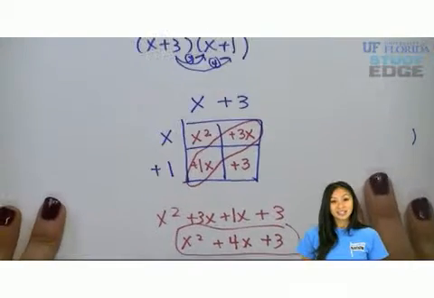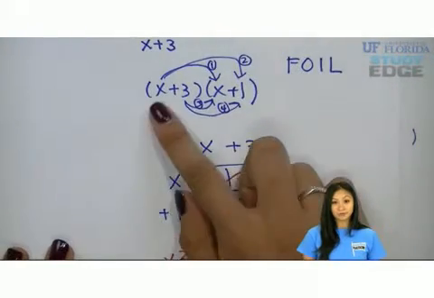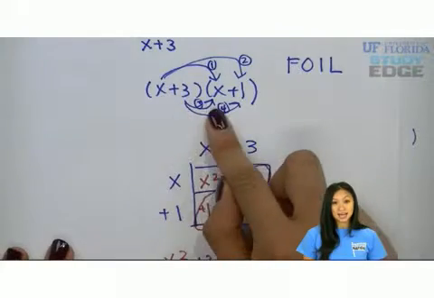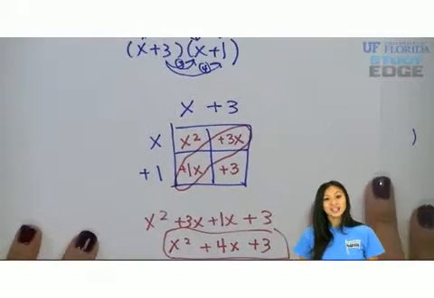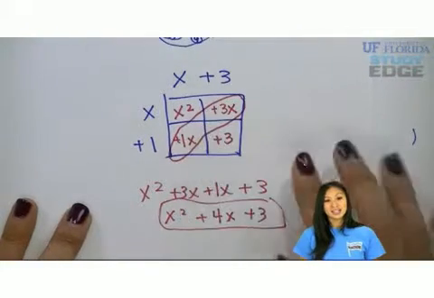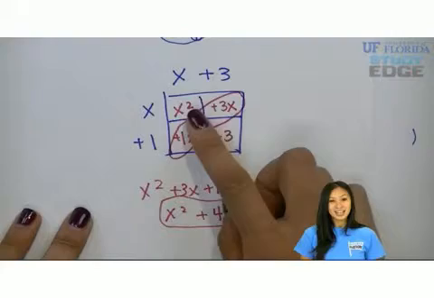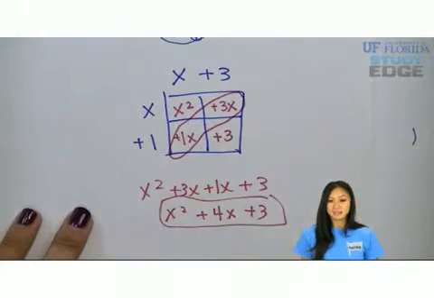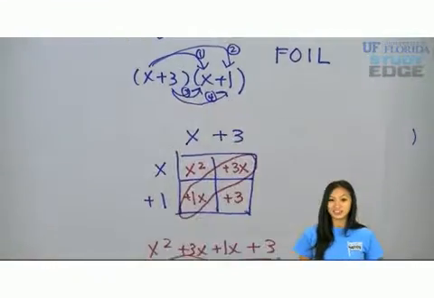All right? So you could either choose to FOIL, first outside, inside last, or if you like a different way to visualize or see this problem, you could just set it up in this box like that. All right? Remember, all you're doing is just multiplying to fill these boxes. Same thing like you're doing here.